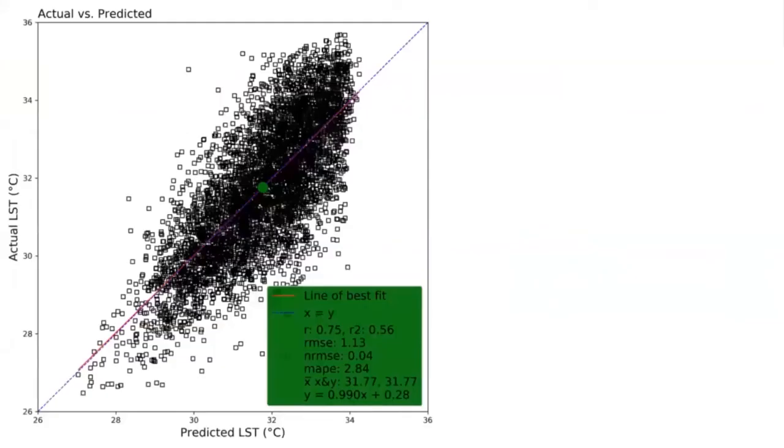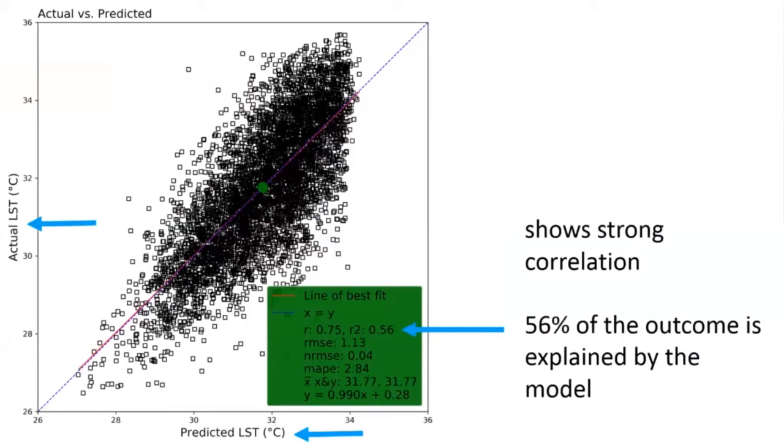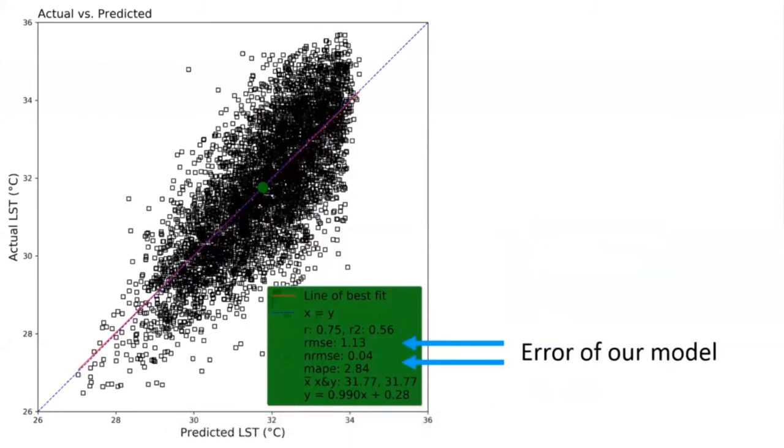So this is the result, or the performance, of our machine learning model shown by the scatter plot. On the x-axis is the LST values predicted by our machine learning model. On the y-axis are the lower resolution LST values. The R, or the correlation coefficient, shows the strong correlation between the predicted values by our model and the lower resolution LST. R squared, on the other hand, is the coefficient of determination, which means that 56% of the outcome is explained by the model.